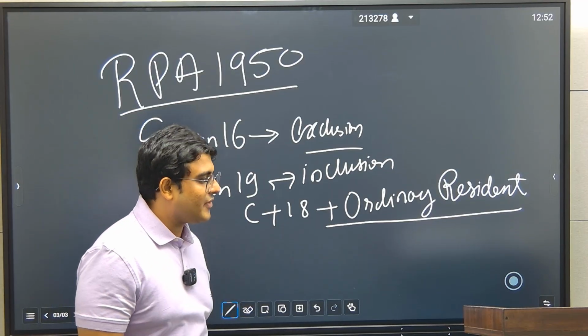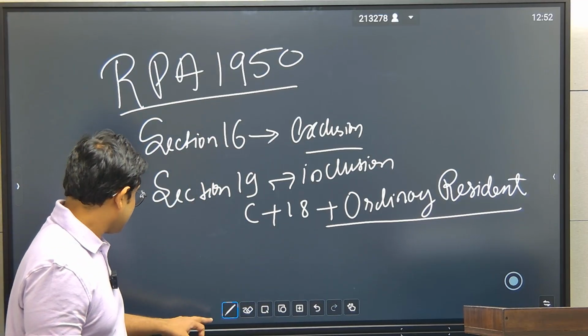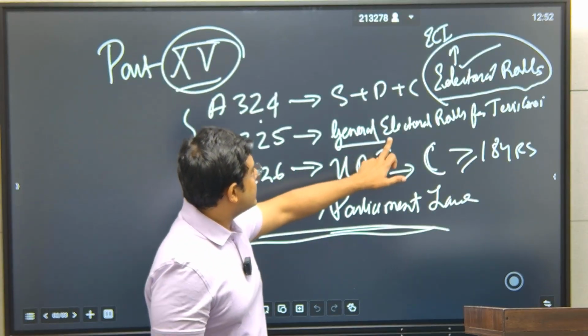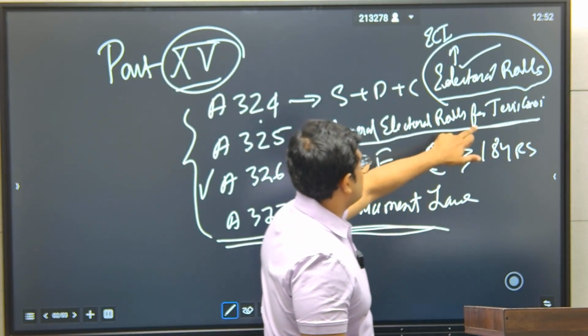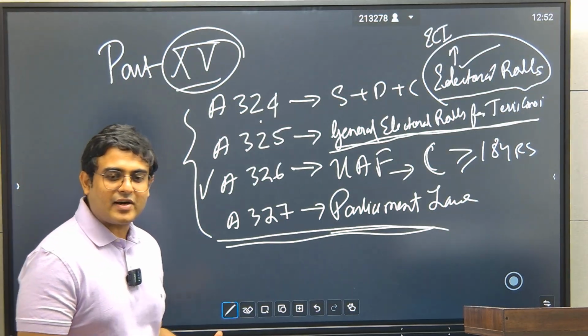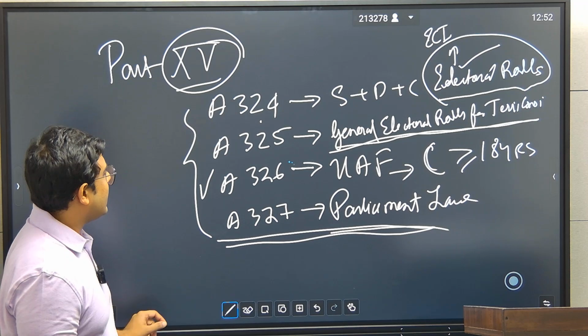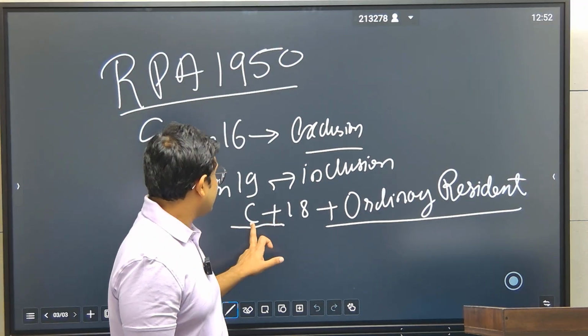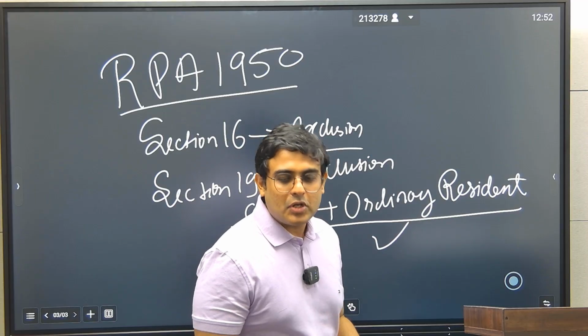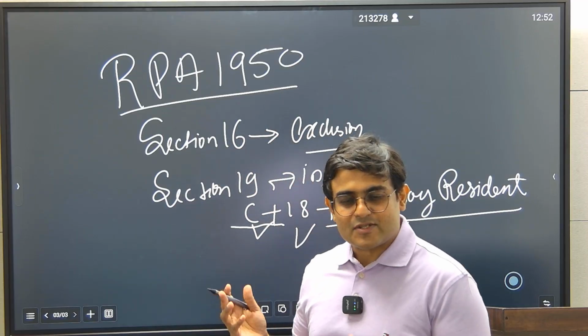Ordinary resident, why do we need an ordinary resident? See what this article talks about: electoral rolls of a territorial constituency. You are an ordinary resident of the Prime Minister's constituency, Varanasi. So to vote in Varanasi, you should be a citizen of India, 18 plus, and an ordinary resident. Now, who is this ordinary resident?